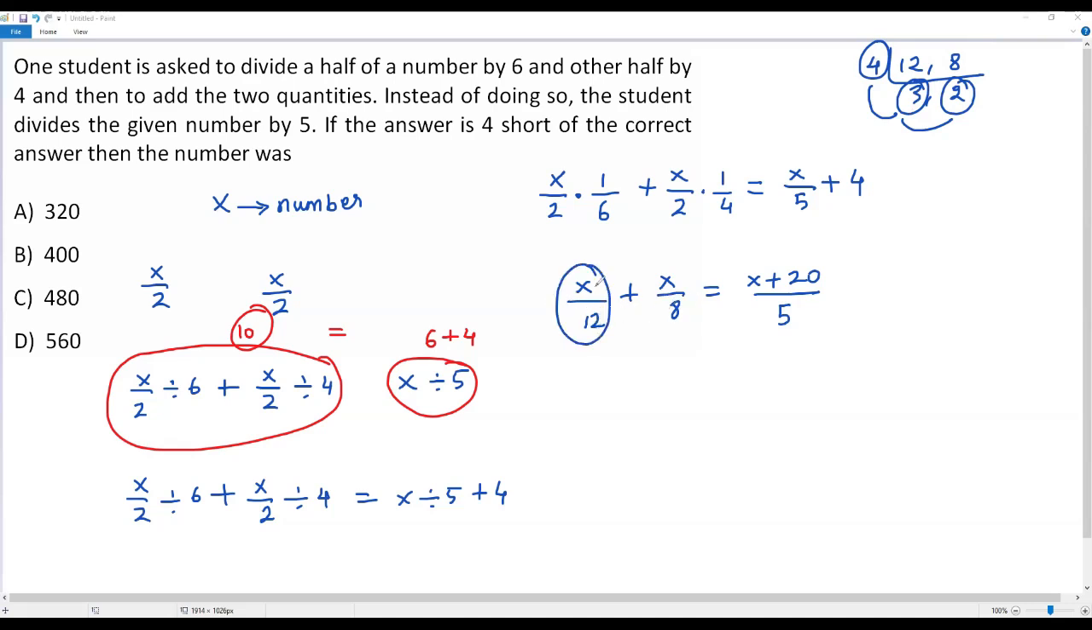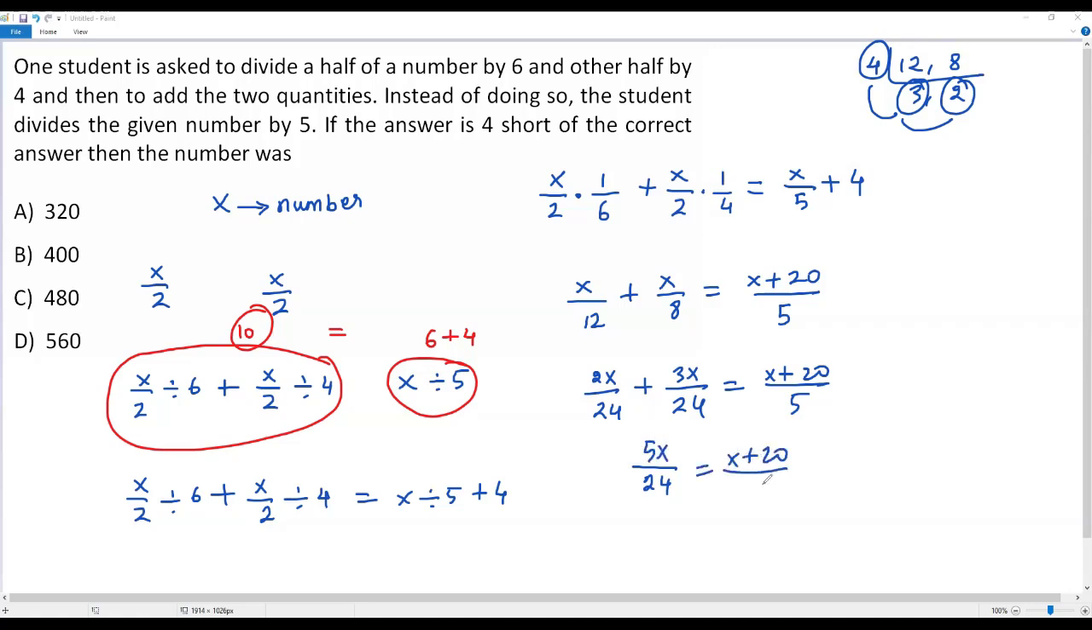For that, we have to multiply the numerator and denominator of the first fraction, x over 12, by 2. Then I'm getting 2x over 24. Here I have to multiply this one by 3. Then I'm getting 3x over 24. We get x plus 20 over 5. Now we can take the common denominator 24 and add the numerators. 2x plus 3x, which is 5x, equals x plus 20 over 5.